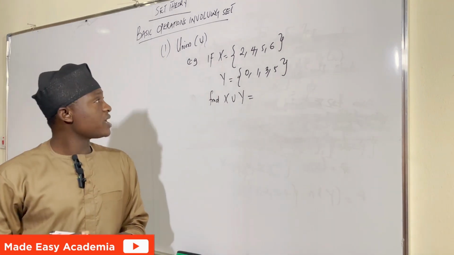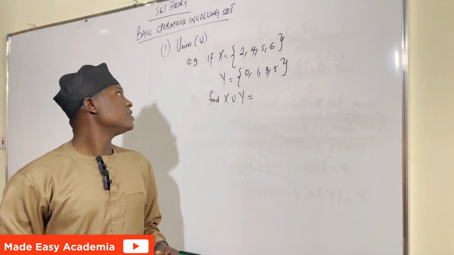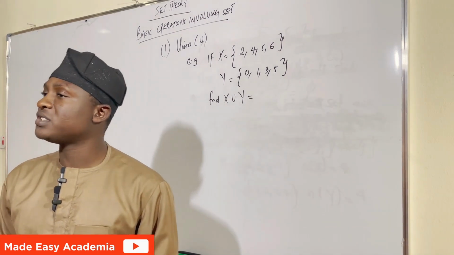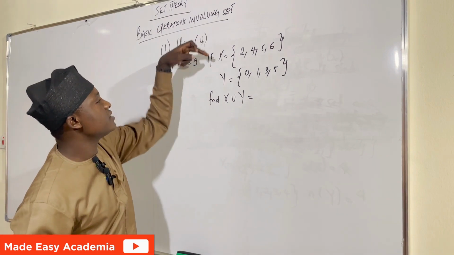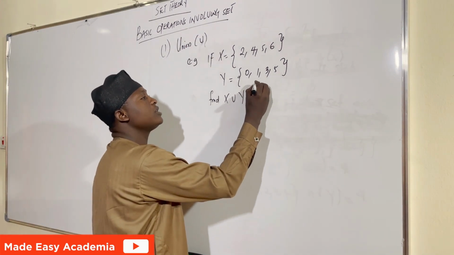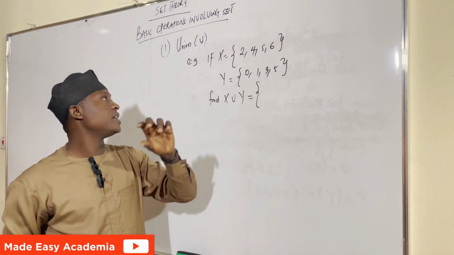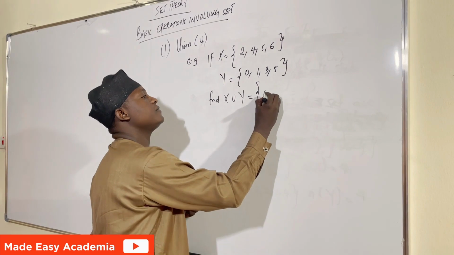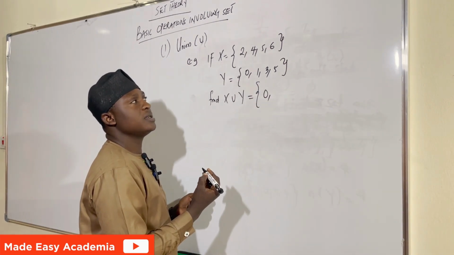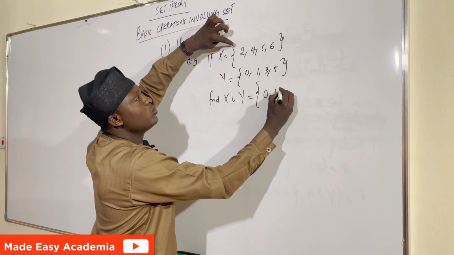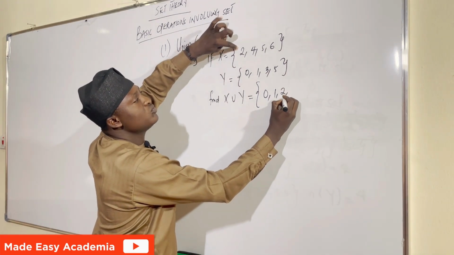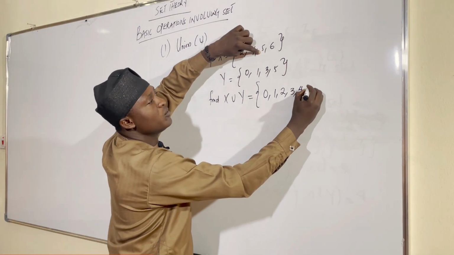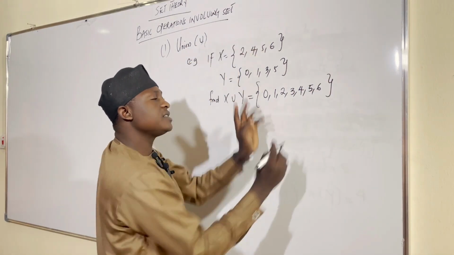So we are given x to be 2, 4, 5, 6, and y to be 0, 1, 3, and 5, and we have to find the union set. It means we are to arrange the sets x and y. Looking at these sets, the lowest that we have among them is 0. So we have 0, followed by 1, followed by 2, followed by 3, followed by 4, followed by 5, followed by 6, and we are done.